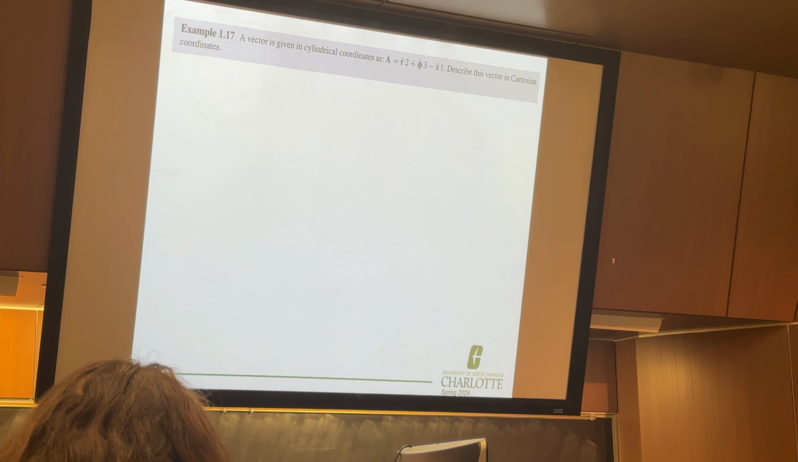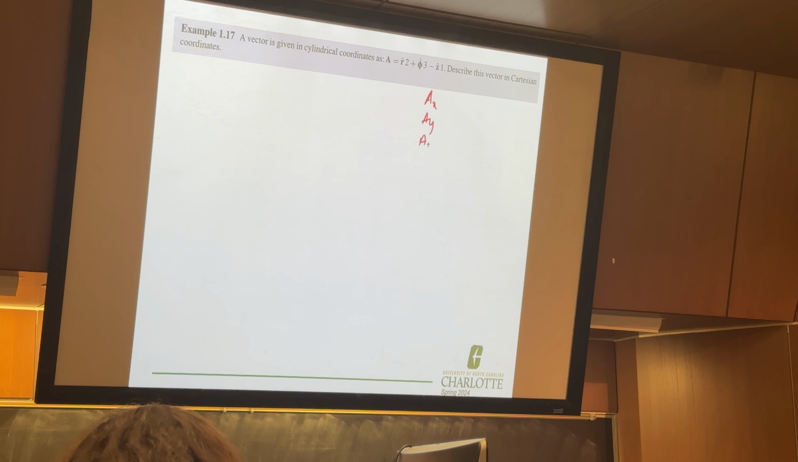The second problem is you have a vector. In the previous problem we had points, and now we have a vector in the cylindrical coordinate system, and now we need to transform this into the Cartesian coordinate system. So which means we need this transformation. So we need ax, ay, az, and on the right hand side we have a_r, a_phi, and a_z.